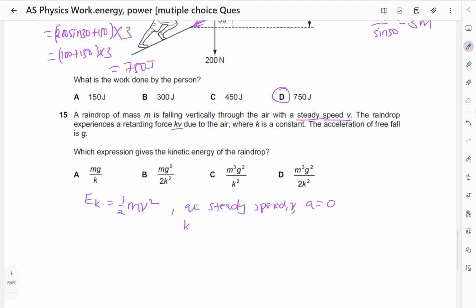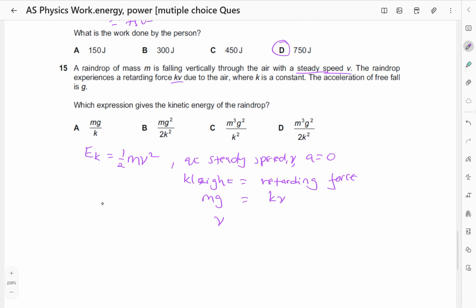And we also know that if there is no acceleration, the resultant force is zero, which means that the weight is going to be equal to the retarding force, or the force slowing down the motion of this raindrop. So the weight W is going to be equal to the retarding force. Remember, the weight is M times G, and the retarding force has been given as K times V. So if I make V the subject, it means V is going to be MG divided by K.